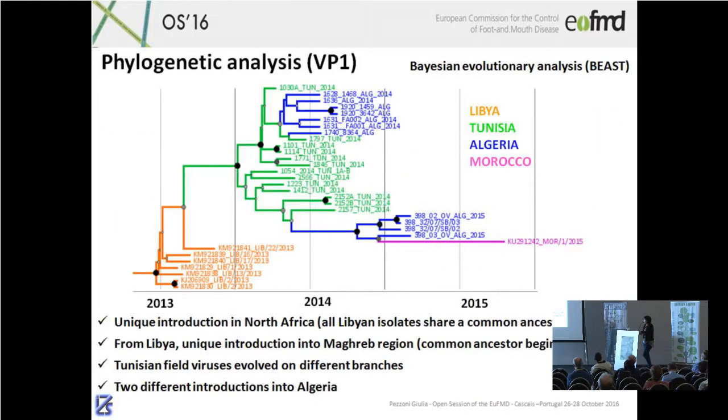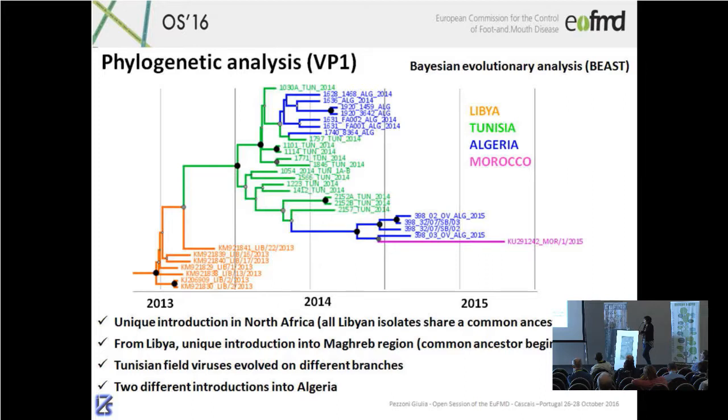At first, we performed a Bayesian phylogenetic analysis based on the VP1 gene. This enabled us to add more sequences from Tunisia and Algeria, for which the full genome sequence wasn't available. And also, we had other viruses from Libya and Morocco, that are highlighted with a different color code.